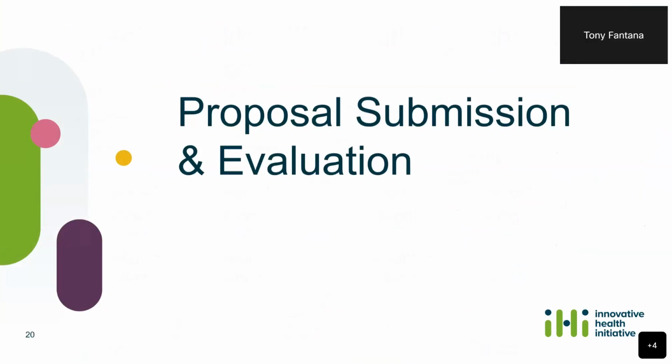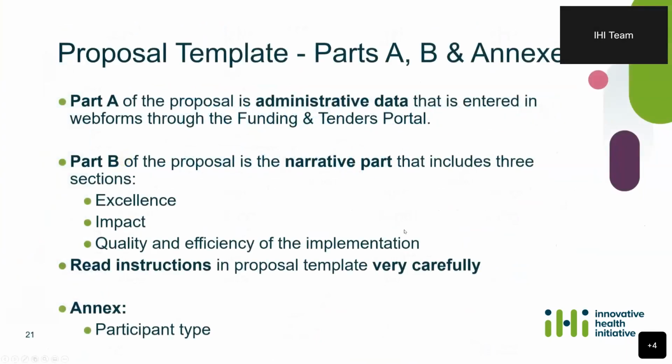Thank you, Tony. So now I'll just present some slides on the proposal submission and evaluation process. So as mentioned, applicants forming the public side of the consortium will have to prepare a short proposal at stage 1. This short proposal includes part A, B, and an annex. So part A is simply completed on the funding and tenders portal and includes all of the administrative data. Part B is the narrative part of the proposal and includes sections on excellence, impact, and implementation. There's a template for this part B, which includes instructions under each section. Please read these instructions carefully.